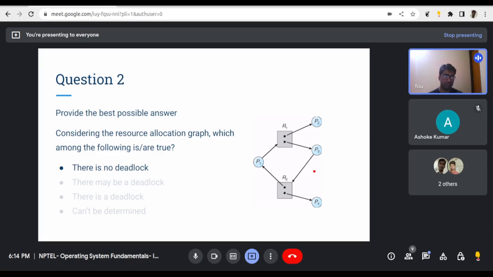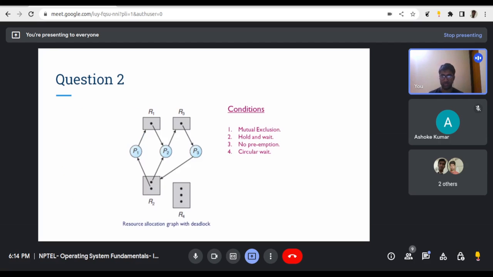This is an example from the operating system book by Galvin. You can study it there also. Okay, let's go to the next question.